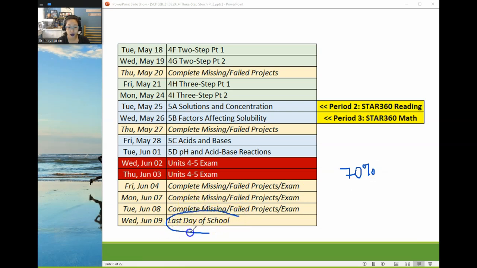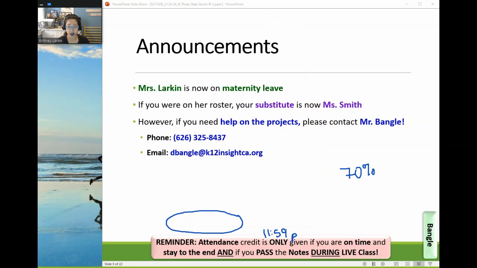Keep in mind the last day of school is Wednesday, June 19th, and courses close at 11:59 p.m. And then you will no longer be able to access your course or submit anything. There are no extensions. This is a hard deadline. Again, it's the end of the school year. We have a very quick turnaround for grades, especially for graduates, so there will be no extensions.